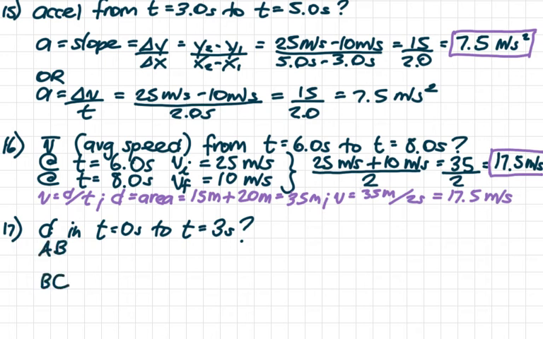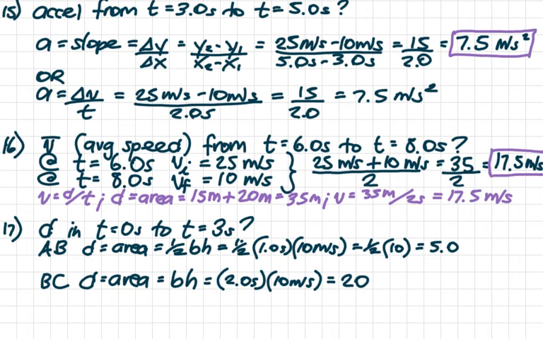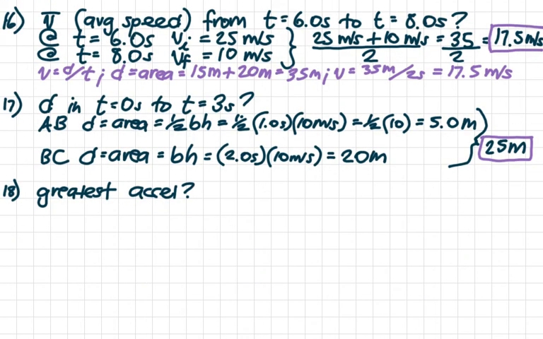I like to break into sections. We have that first triangle for AB, and then we have the square for BC. And so for the first section, AB, when we're accelerating, we get 5, and for BC, when we are at constant speed, we get 20, and of course the units are going to be meters. So when we throw that all together, we get 25 meters for the total distance. That's 17.